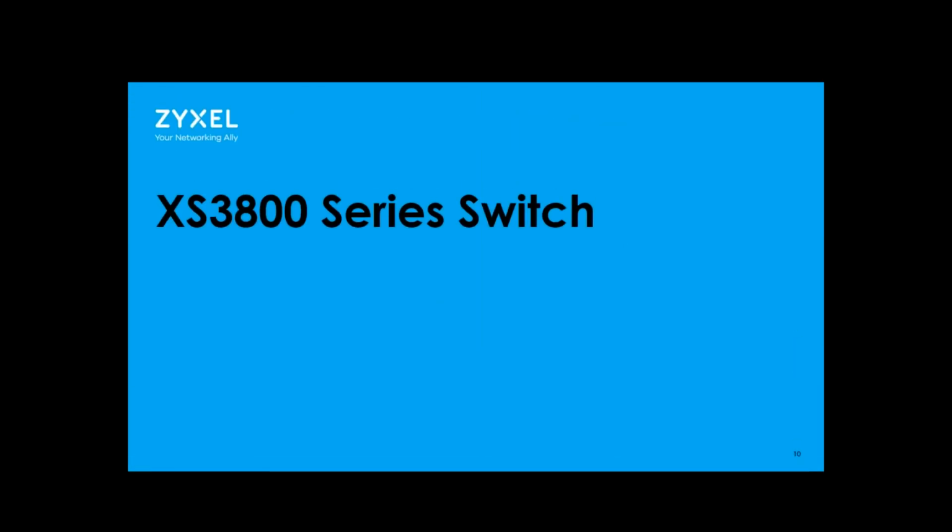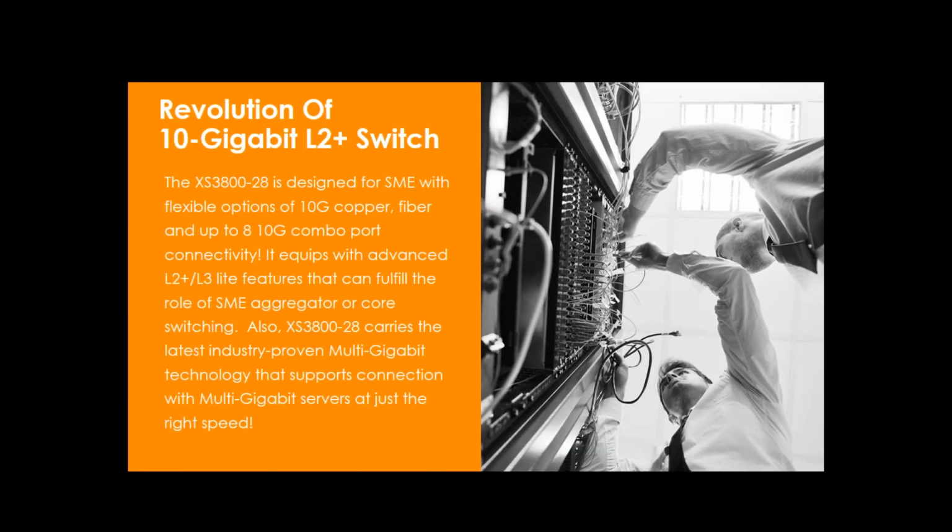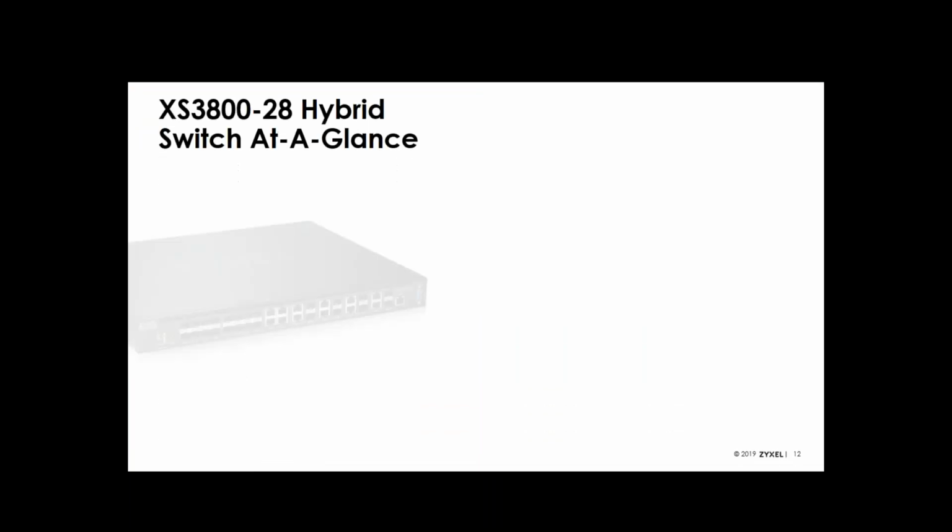Initially, under Nebula, this is going back perhaps 18 months, the main Nebula switch was the GS1920 V2. So now we've got the GS1920 V2, we've got the XGS 1930, we've got this switch here, which is the XS3800, which is a lovely switch. It's a full 10 gigabit layer 2 plus switch with multi-gig ports.